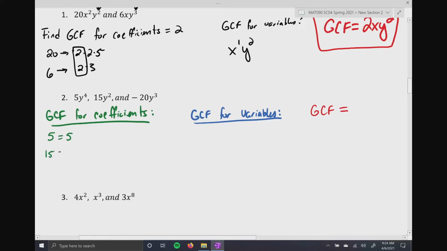15 equals 3 times 5. And 20 equals 2 times 2 times 5. So what is the only number that all three of these numbers share? 5. Perfect. So the GCF for the coefficients is 5.